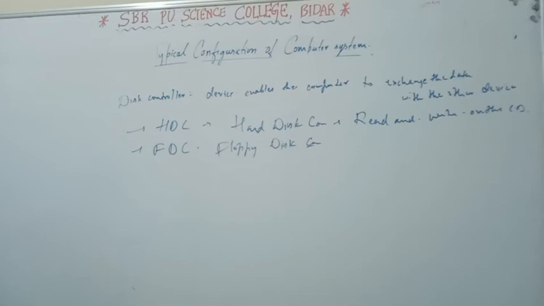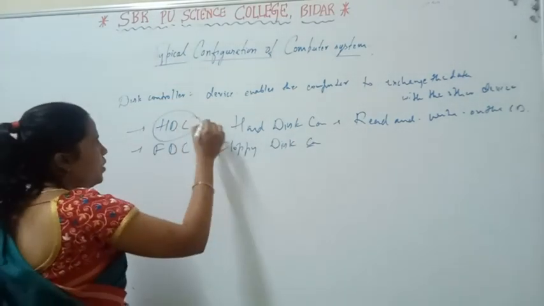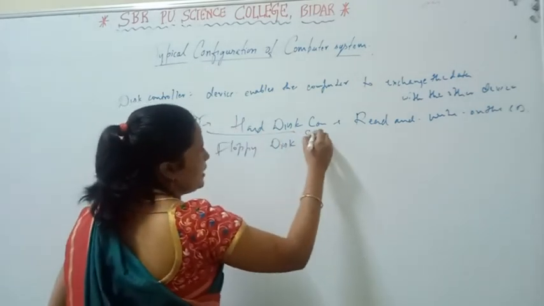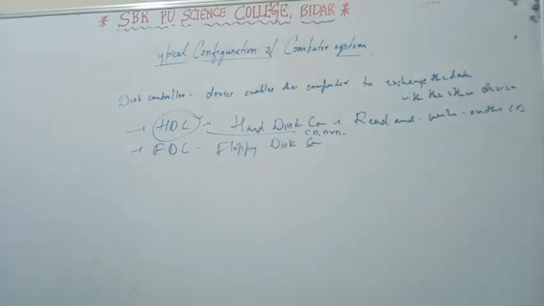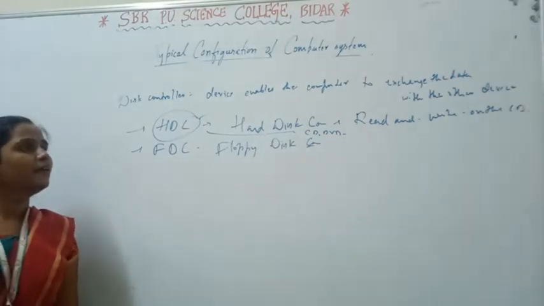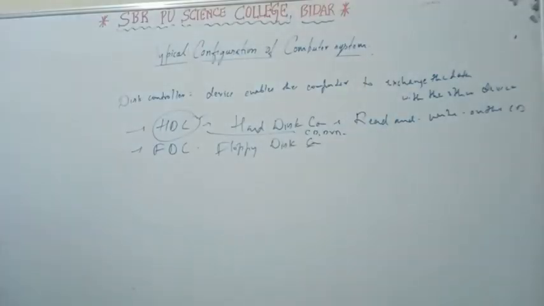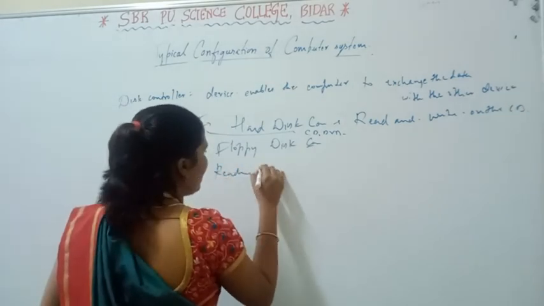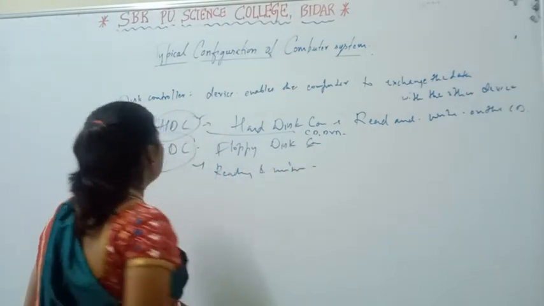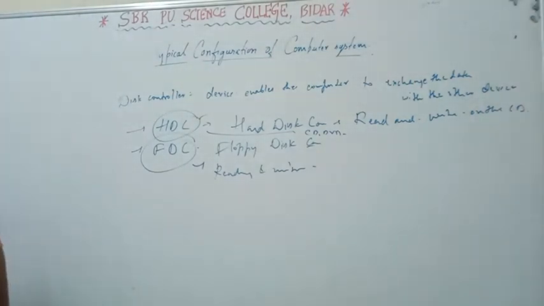Next is the floppy disk controller. This will allow us to connect with various devices like CD, DVD, etc. These kinds of devices can be connected by using this HDC controller. The next is the floppy disk controller. This is also the same, reading from a computer and writing to it. That is done by the floppy disk controller.